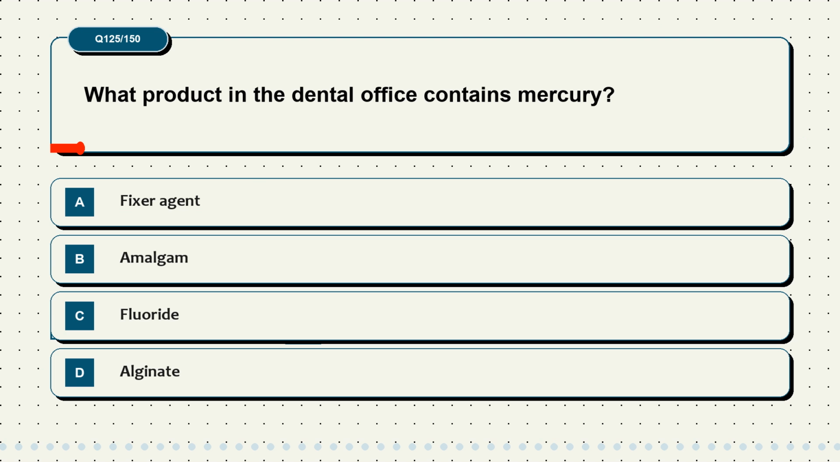Question 125. What product in the dental office contains mercury? Here are the options. Option A, fixer agent. Option B, amalgam. Option C, fluoride. Option D, alginate.